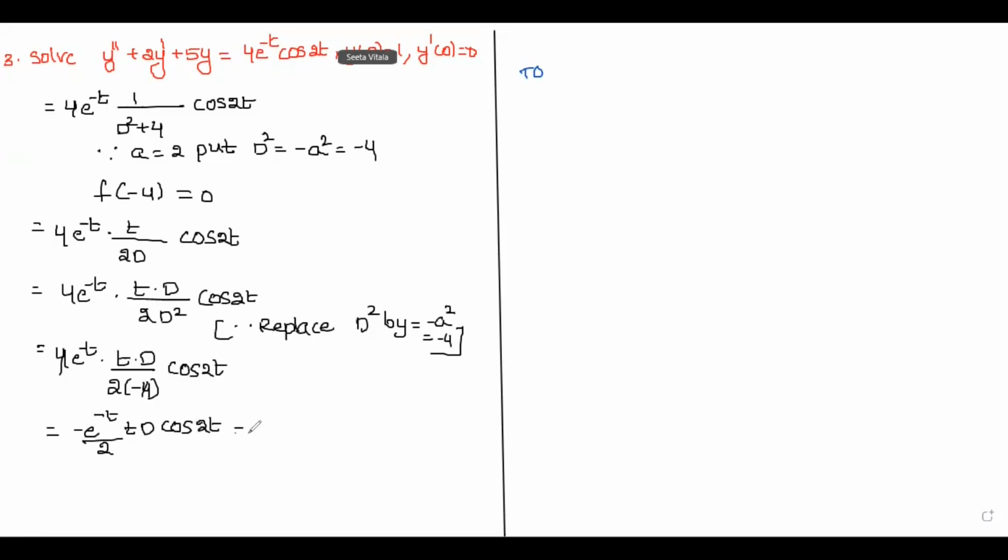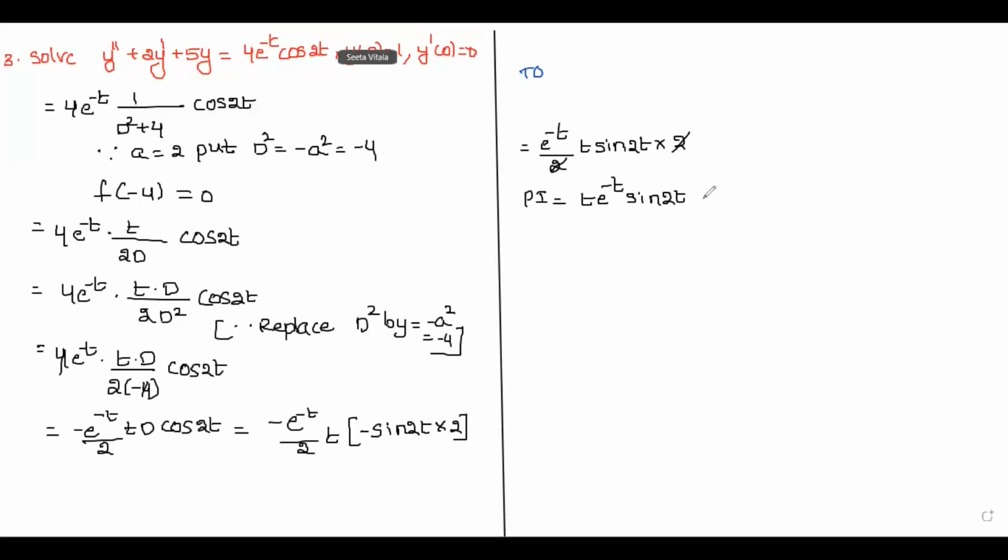d(cos 2t)/dt is nothing but the differentiation of cos 2t with respect to t. So it will be minus e power minus t by 2 into t into, cos is nothing but minus sin 2t, into 2, because in differentiation the constants associated with the variable get multiplied. So it will be equal to e power minus t by 2 into t into sin 2t into 2. So the 2s cancel each other. So our particular integral is equal to t into e power minus t into sin 2t.